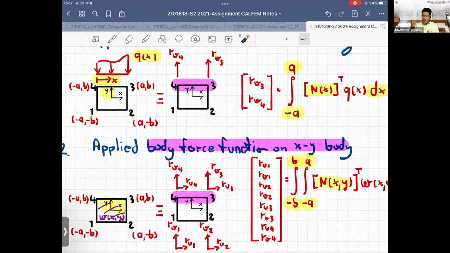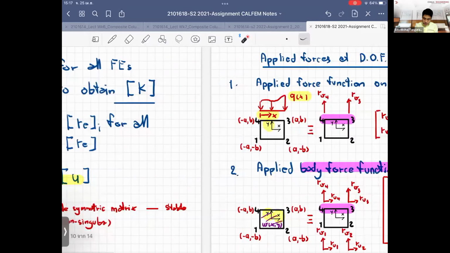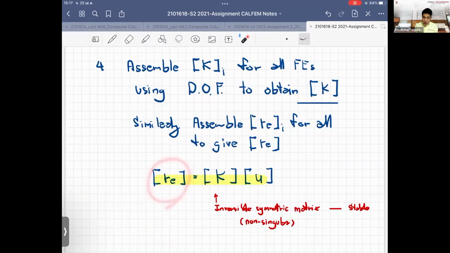And when you assemble them, you just combine the force that applies in the same degree of freedom, and you just add them up until you get the whole global force matrix, which is R. Once you get R, you get KU equals R. You just make sure that K is a non-singular matrix, so it's stable, right?